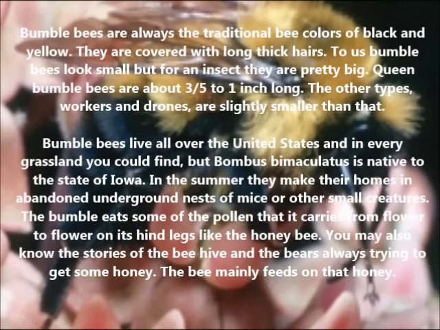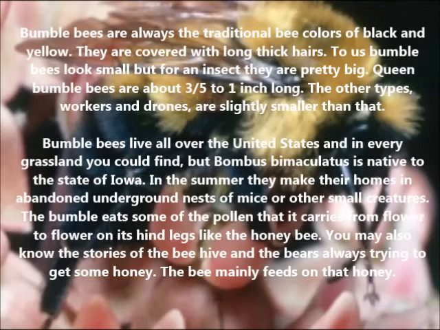Bumblebees. Bumblebees are always the traditional bee colors of black and yellow. They are covered with long, thick hairs. To us, bumblebees look small, but for an insect, they are pretty big. Queen bumblebees are about 3/5 to 1 inch long. The other types, workers and drones, are slightly smaller than that.